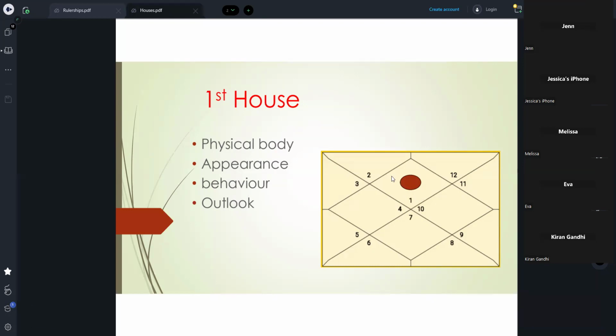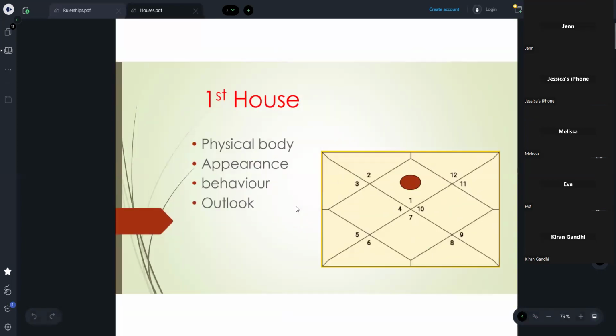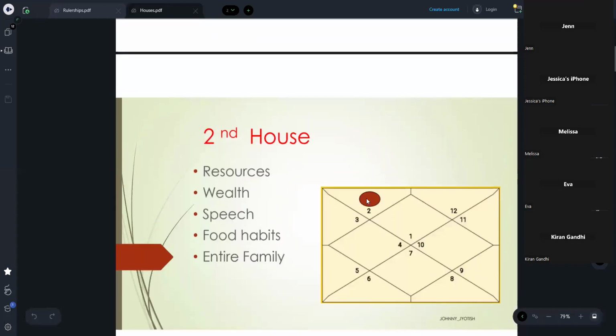If you wanna analyze someone's appearance, physical body, how their behavior is, how they even interact in general with people, you will look at the first house. Right? The first house is entirely you. This is basically the reference point of the chart. This is the beginning point of a chart. This is where everything starts. It's you, entirely you.